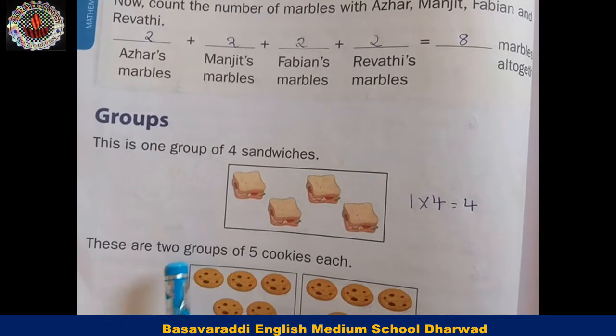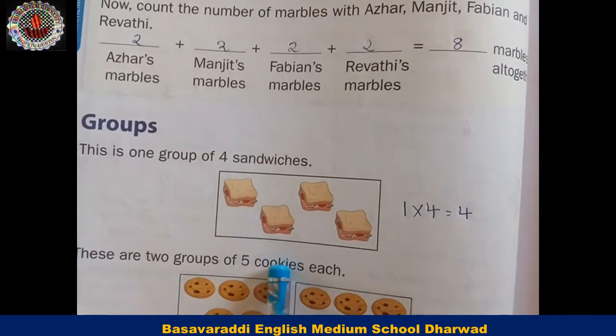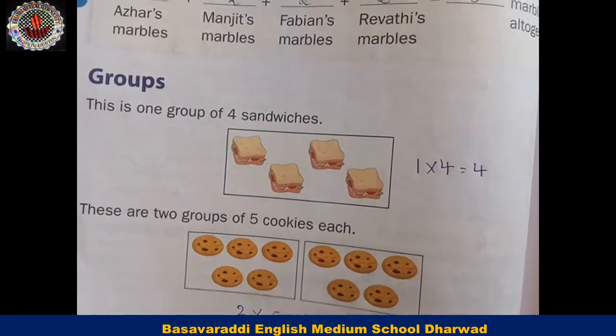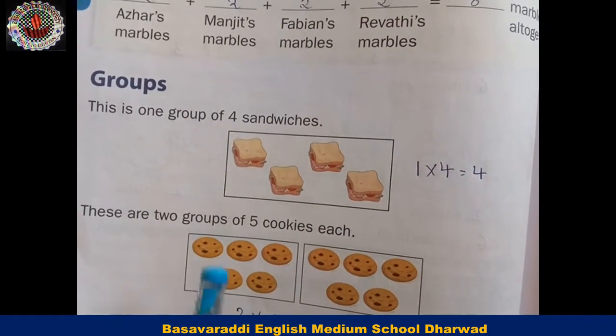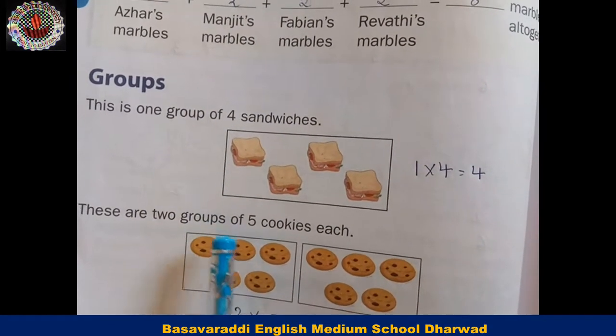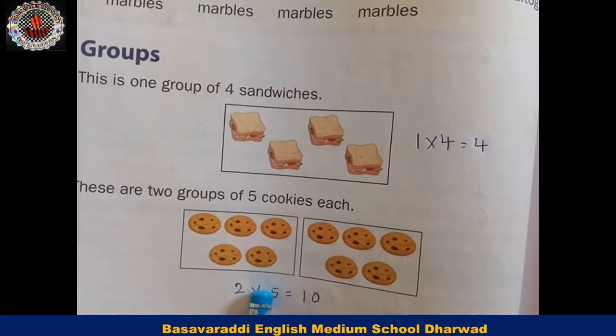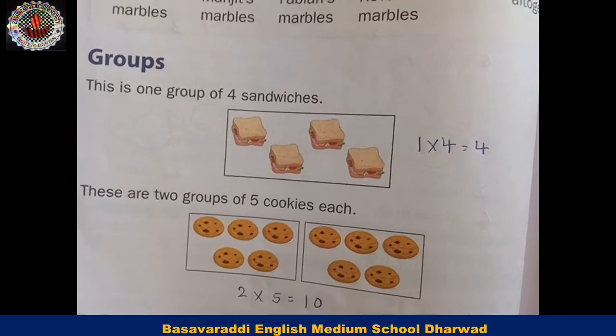These are 2 groups of 5 cookies each. See, how many groups are here? 1 and 2. In two groups, how many cookies each? 1, 2, 3, 4, 5. 2 times 5 cookies is, 2 fives are 10.